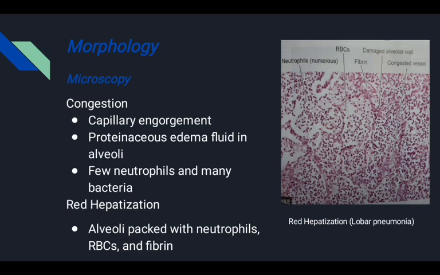In the red hepatization stage, alveoli are packed with neutrophils, RBCs, and fibrin threads. Here you can see the diagram in the red hepatization stage. Here we can see RBCs, neutrophils, fibrin threads, damaged alveolar wall, and congested vessels.